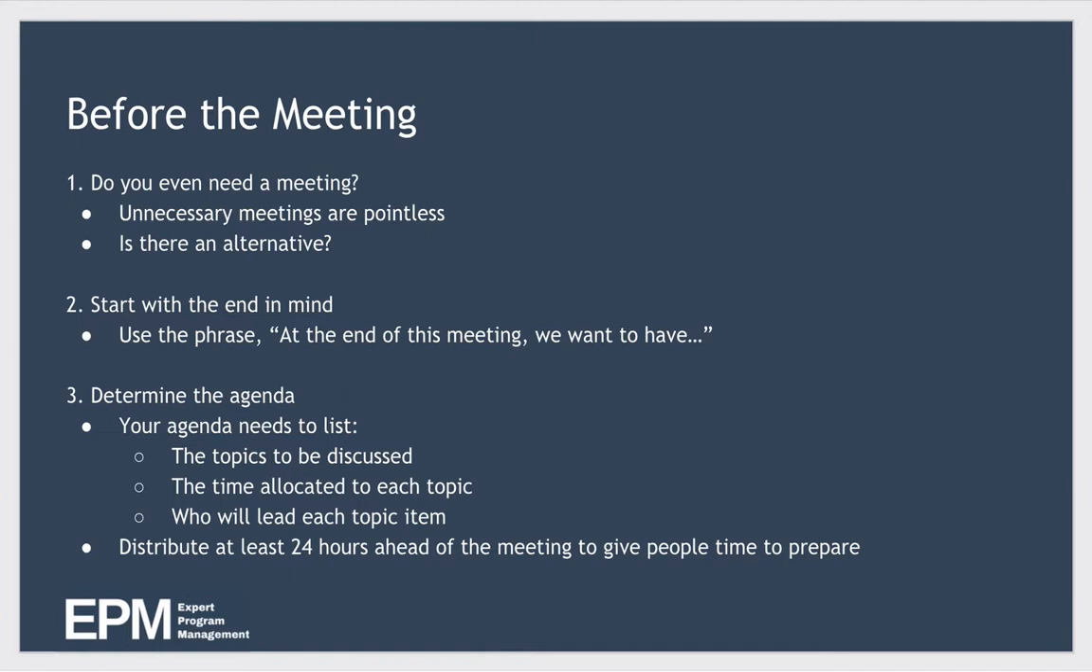So that moves us on to number 3, to determine the agenda. Without a clear agenda, it's much more likely your meeting won't be a success. In simple terms, all your agenda needs to do is list the topics to be discussed, the time allocated to each topic, and who's going to lead each topic item. Finally, make sure you distribute your agenda to the attendees at least 24 hours before the start of the meeting, and that will give everyone a little bit of time to prepare. If it's a regular meeting, such as a weekly team meeting, then create a standard agenda template that will be used each week.